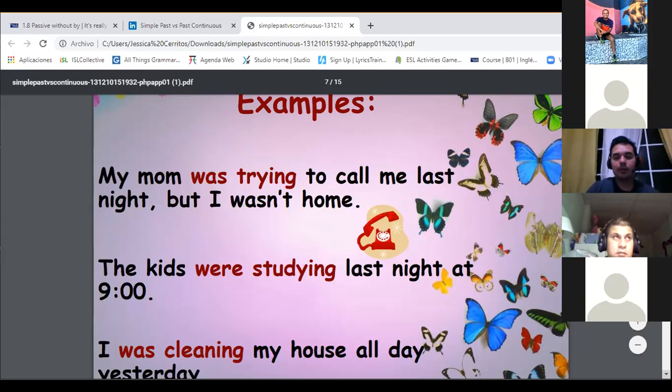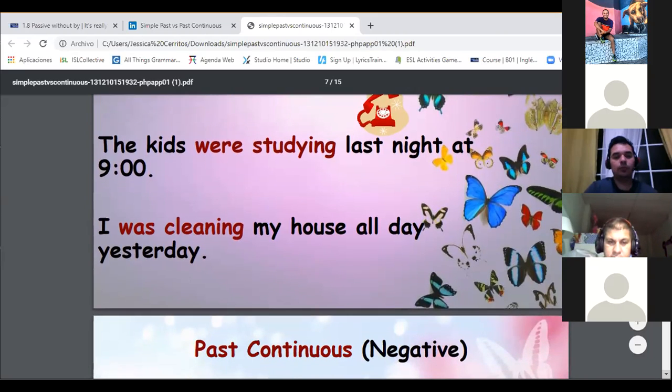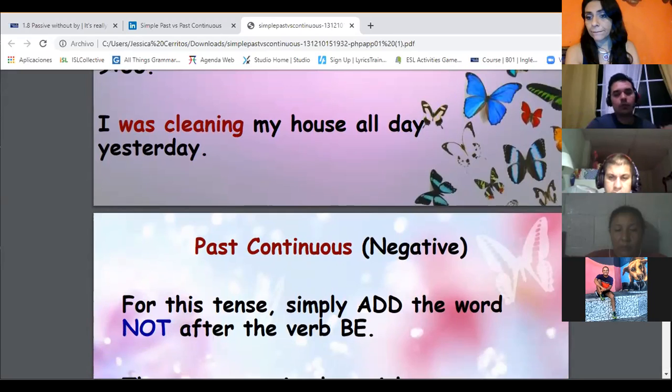Walter, continue with the next one. Okay. The kids were studying last night at night. And the last example, Walter? I was cleaning my house all day yesterday. Okay, very good. Then we have past continuous negative. Let me see who else I have here. Noe, read this one.